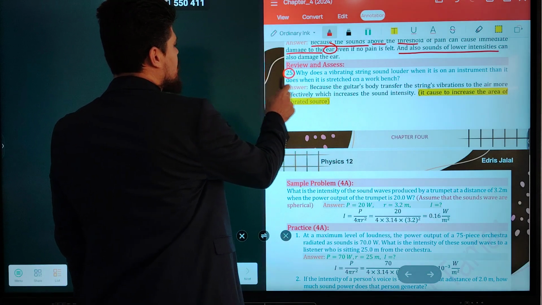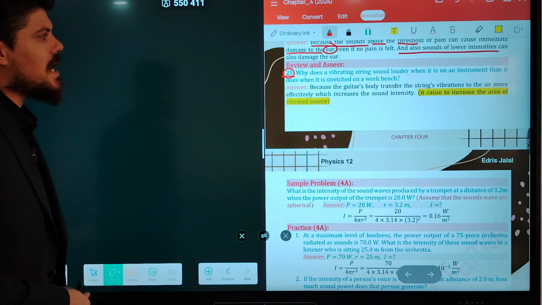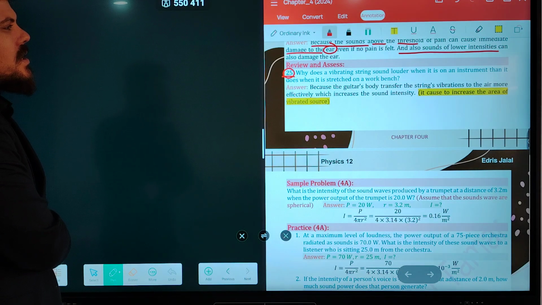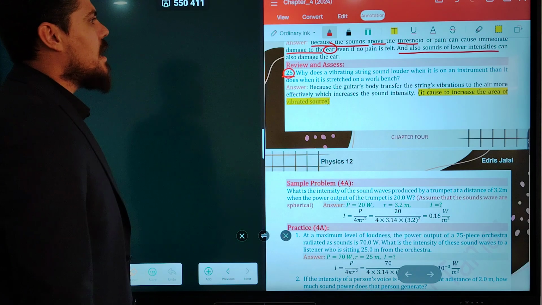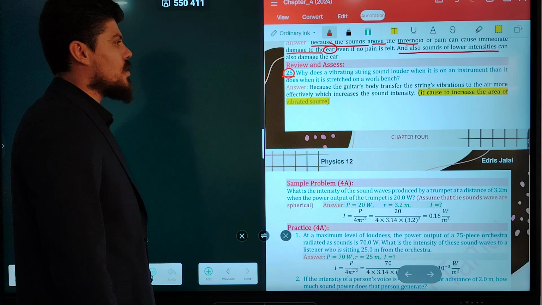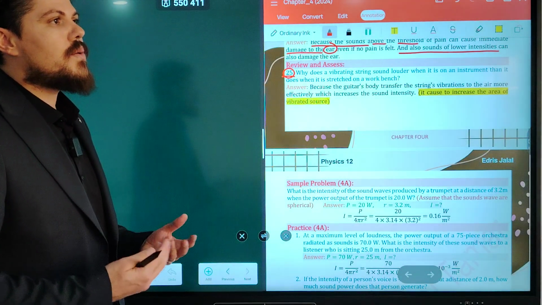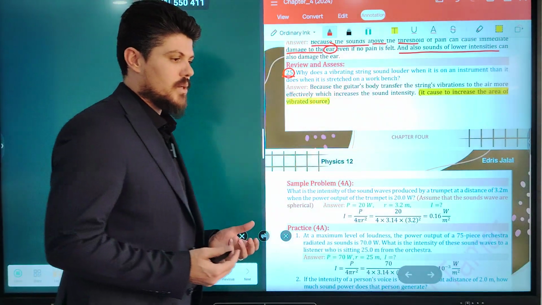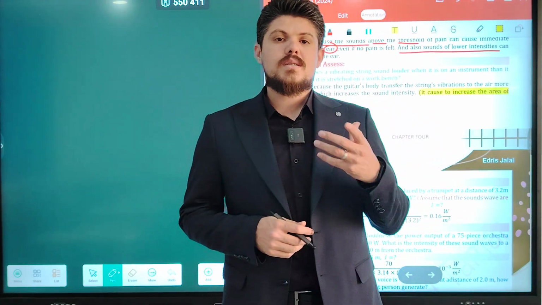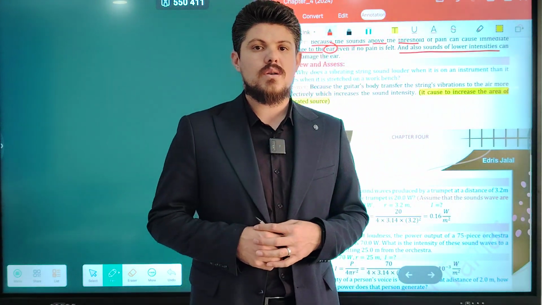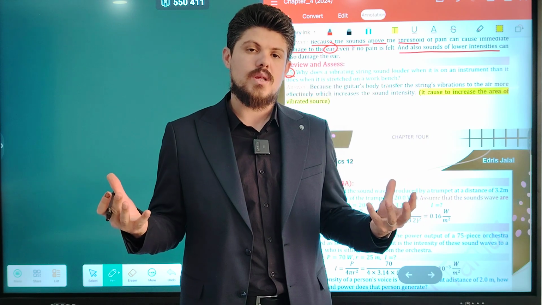Question 25 in chapter review, guys. Why does the vibrating string sound louder when it is on an instrument than when it is stretched on a workbench? To increase the vibrating area. As I told you, one factor that can increase the intensity of sound is increasing the area of the vibrating source. The area of what? Of the vibrating source.